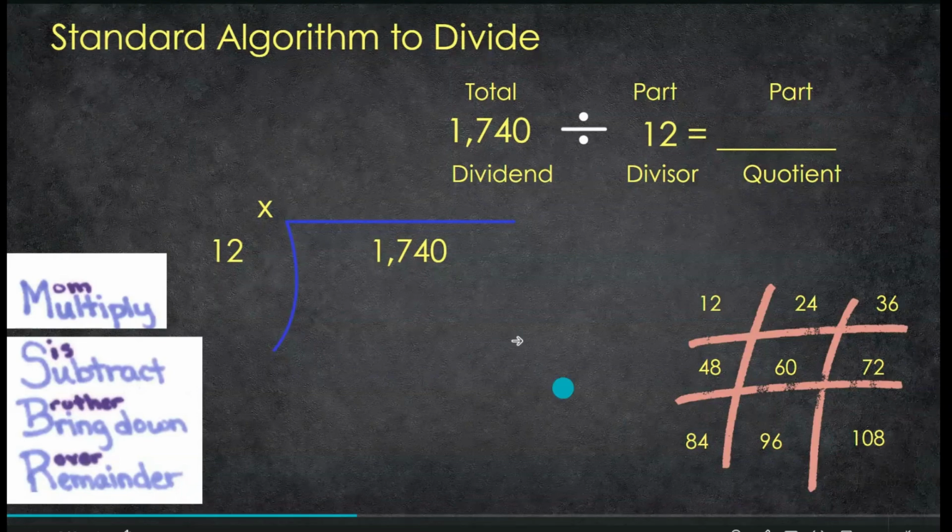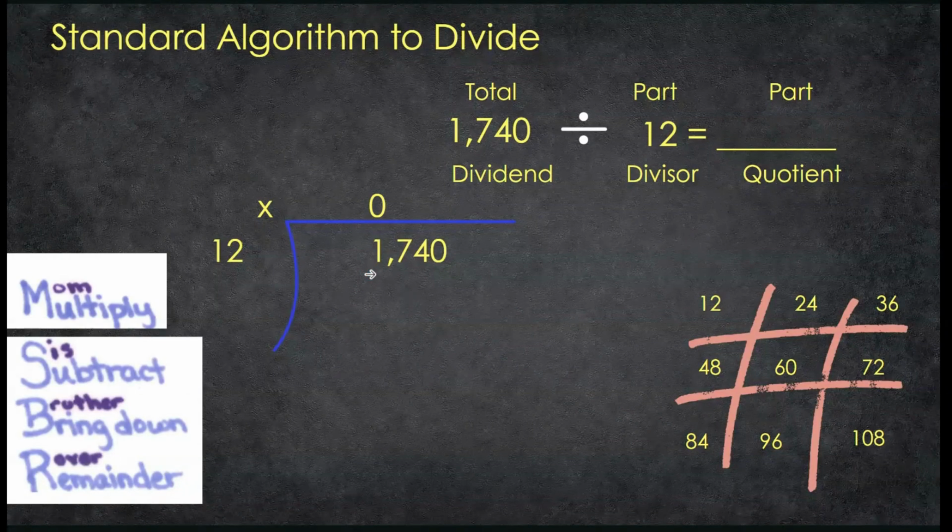The very first question I want to ask is, how many groups of 12 go into 1? Well, 12 is too big, so 0 groups of 12 go into 1. So I put a 0 above the 1. Then what I want to do is combine the 1 and the 7 together. So now I have 17.